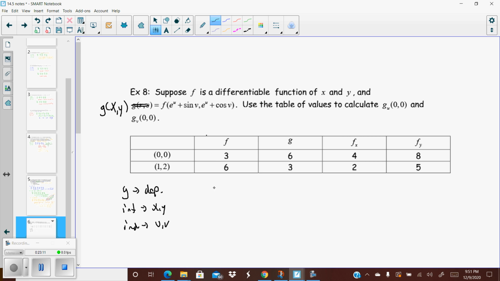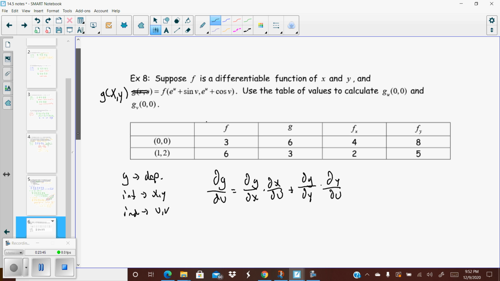So we know that it's going to be partials. The partial of g with respect to u, we have to do this with both, is going to be the partial of g with respect to x times the partial of x with respect to u, plus the partial of g with respect to y times the partial of y with respect to u. Okay, that's the first one.